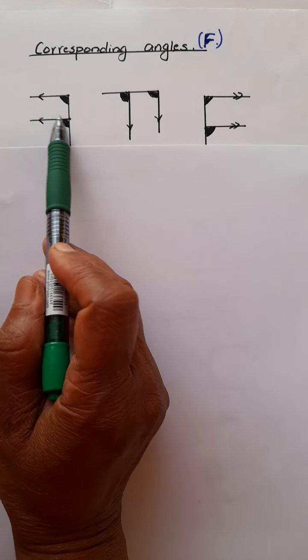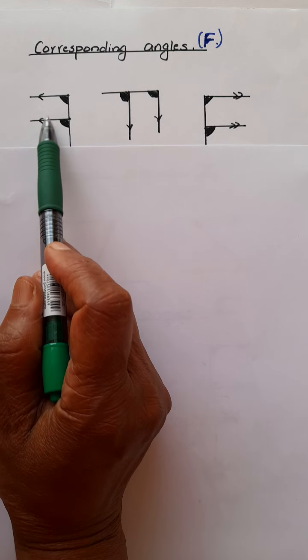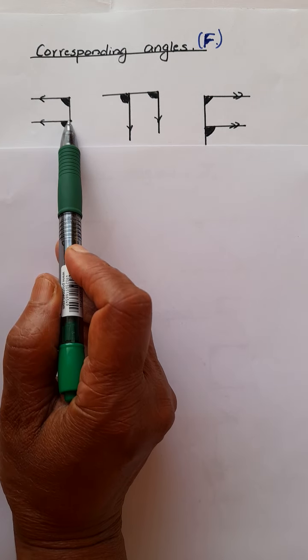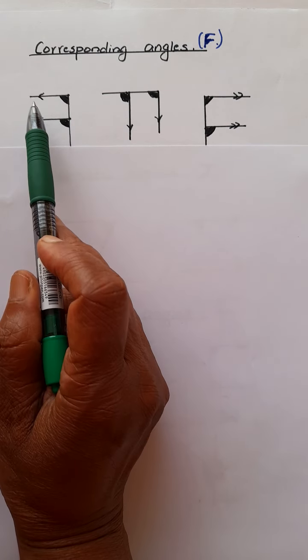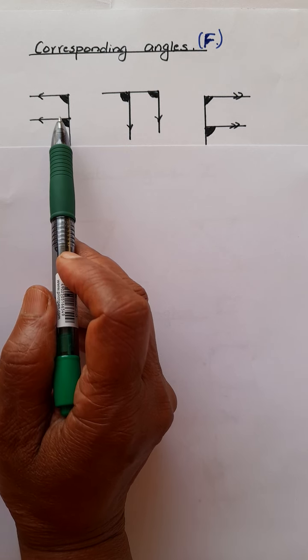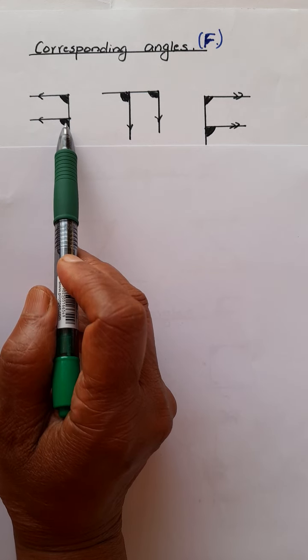Hi, in this video we are going to talk about parallel lines and transversals and the angles formed in between the parallel lines. In this case, we have two parallel lines. The parallel lines are shown by the arrows. We know these two lines are parallel, and this line is called the transversal. When two or more parallel lines are cut by a transversal, the corresponding angles are equal.